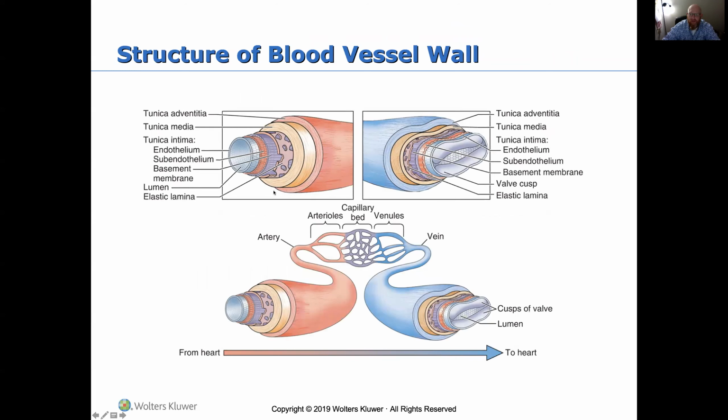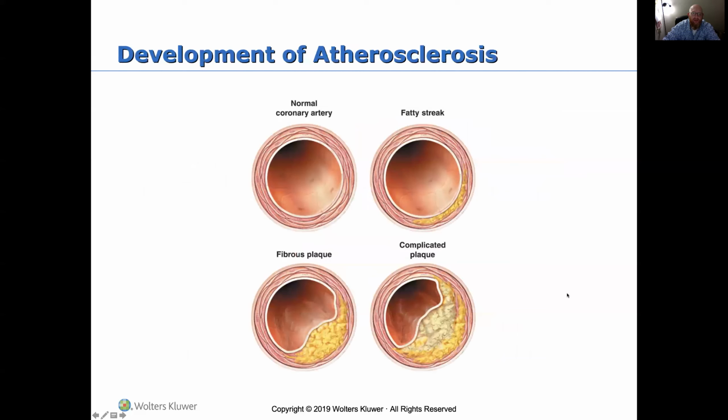And here's structures of blood vessel walls. From the heart is the red/orange side here. You're looking at arteries. To the heart, to go back through and be reoxygenated to be sent out, are the veins. They're made a little differently, look a little differently. Just interesting pictures. Here's a very good picture of atherosclerosis from normal to just a small fatty streak, then a fibrous plaque, and then a complicated plaque. You see, as it starts getting bigger and bigger, obviously that's more complicated.